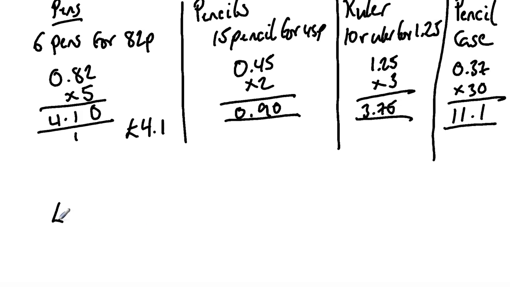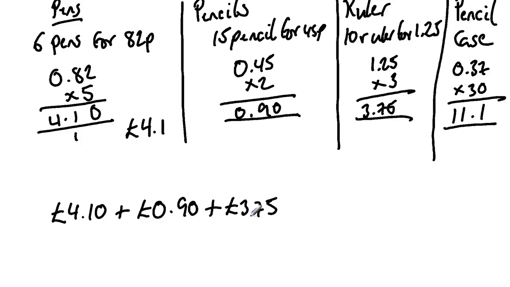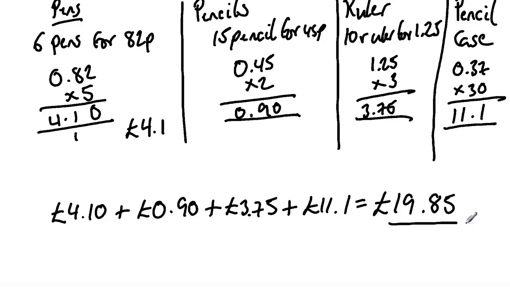So £4.10 plus 0.9 plus £3.75 plus £11.10, which equals £19.85. That's your final answer.